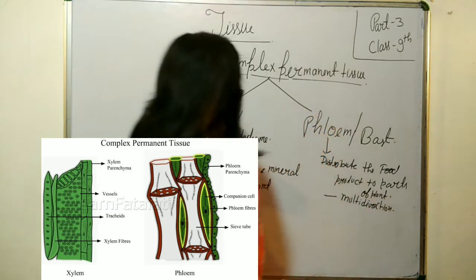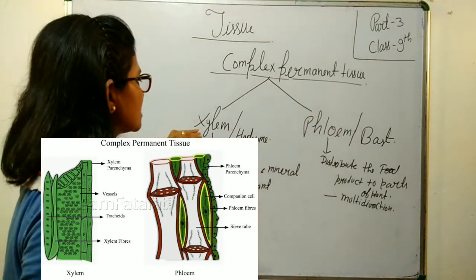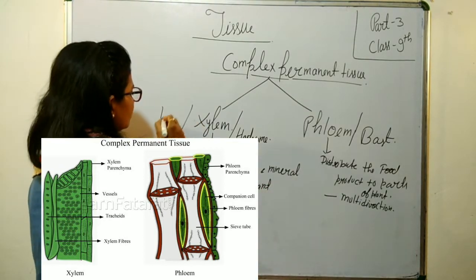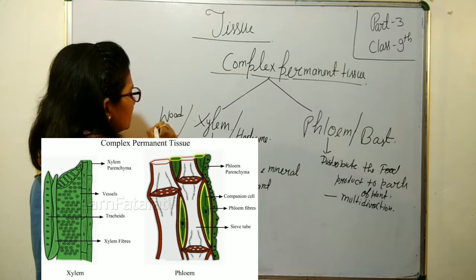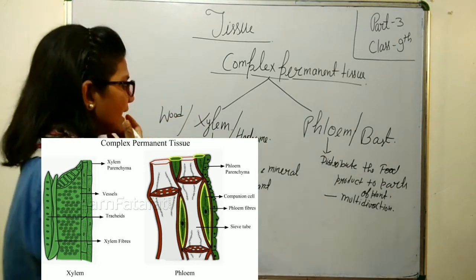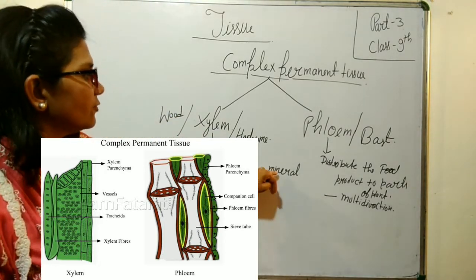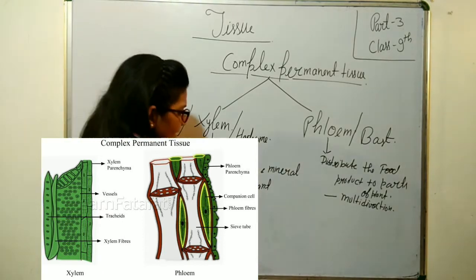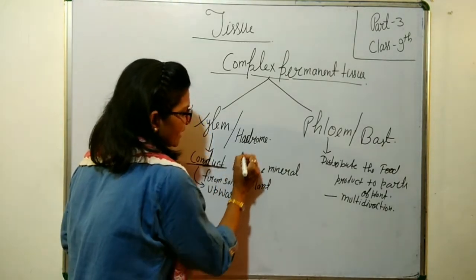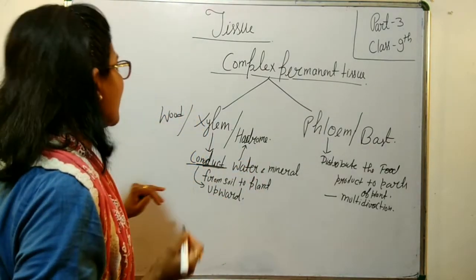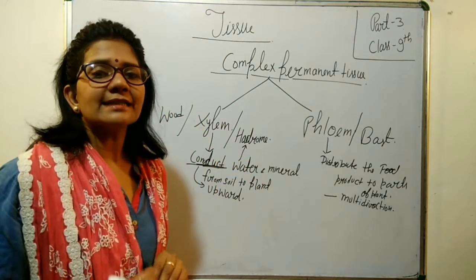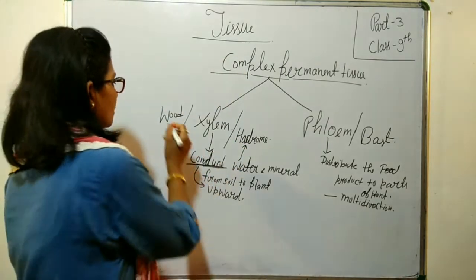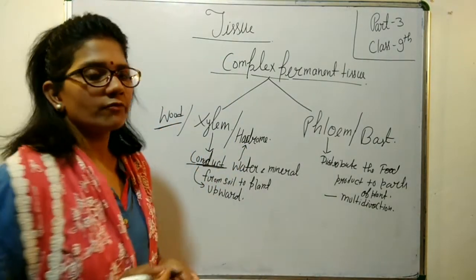So I am saying that xylem is also called the wood. As I have told you, it functions along with this conduction of water and minerals. As it conducts water and minerals, it is called the hadrome, and it also acts as a supporting tissue of the tree. So it is also known as wood.